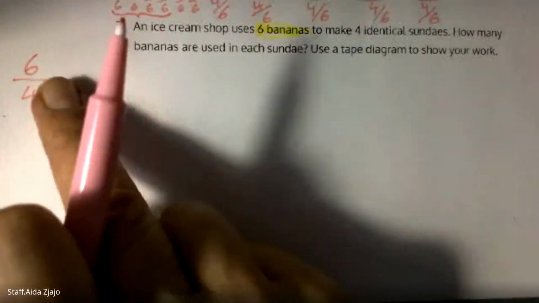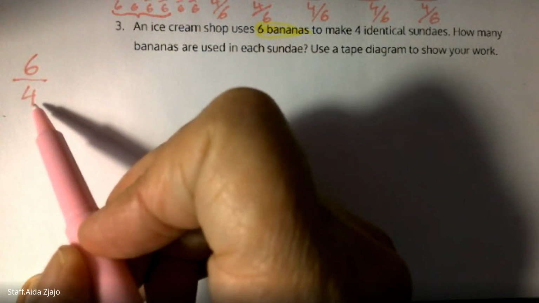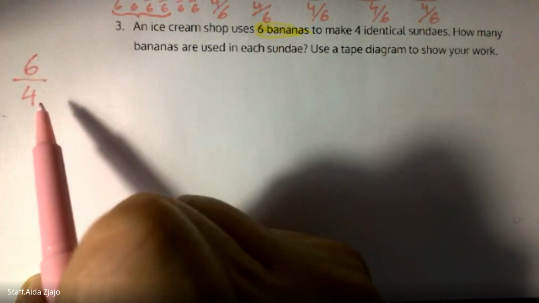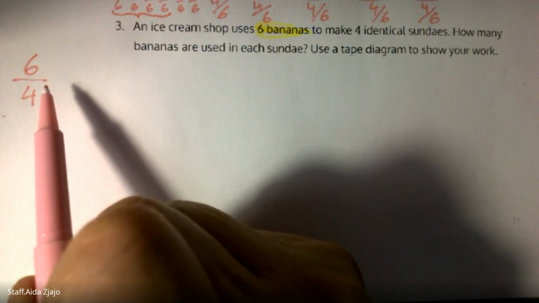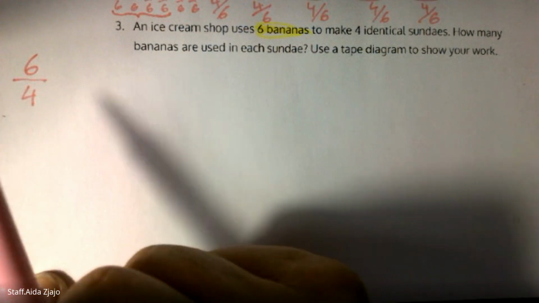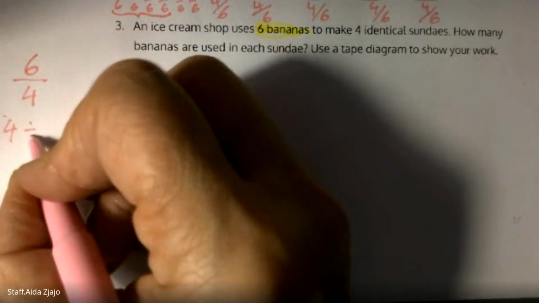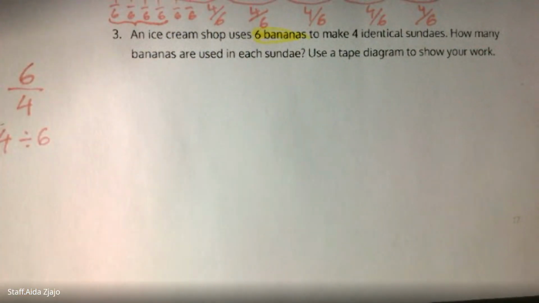Now, the numerator is greater than the denominator. Four pieces are enough to make one whole. So if I have 6 fourths, that means I will use more than one banana to make a sundae. But let's make that clear and see how we can do it: 4 divided into 6.